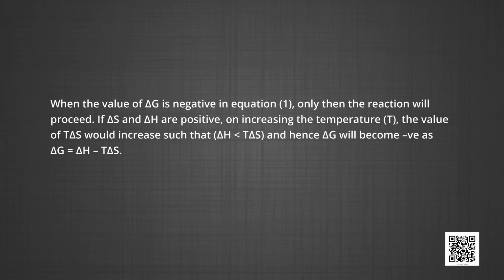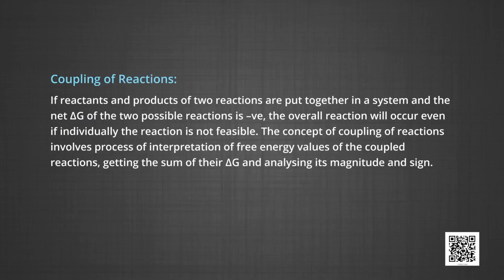If delta S is positive, on increasing the temperature T, the value of T delta S would increase such that delta H is less than T delta S, and hence delta G will become negative, as delta G = delta H - T delta S. A very interesting concept is coupling of reactions. If reactants and products of two reactions are put together in a system and the net delta G of the two possible reactions is negative, the overall reaction will occur even if individually the reaction is not feasible.